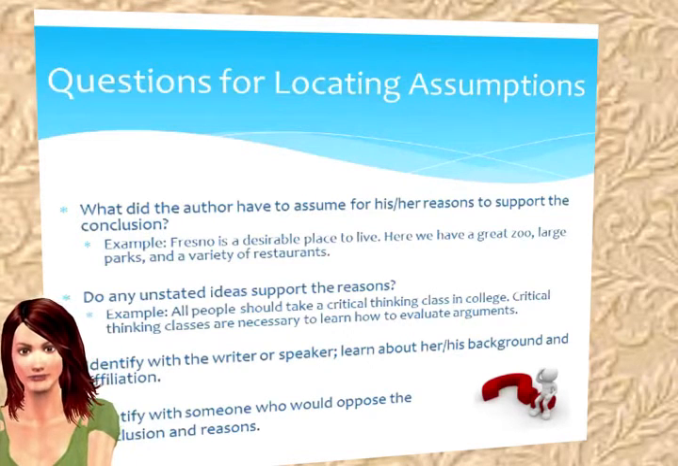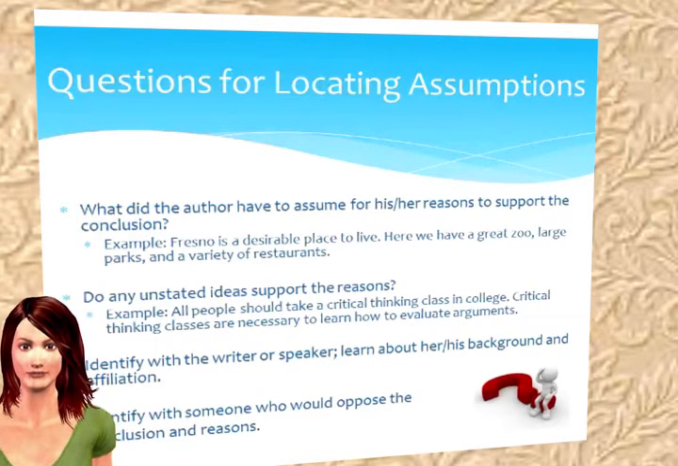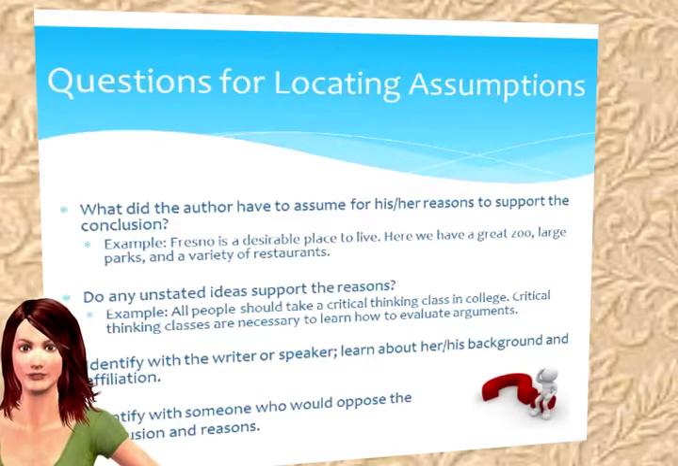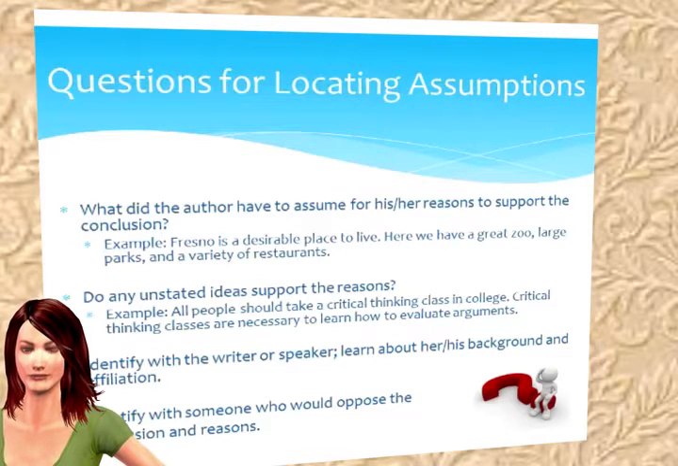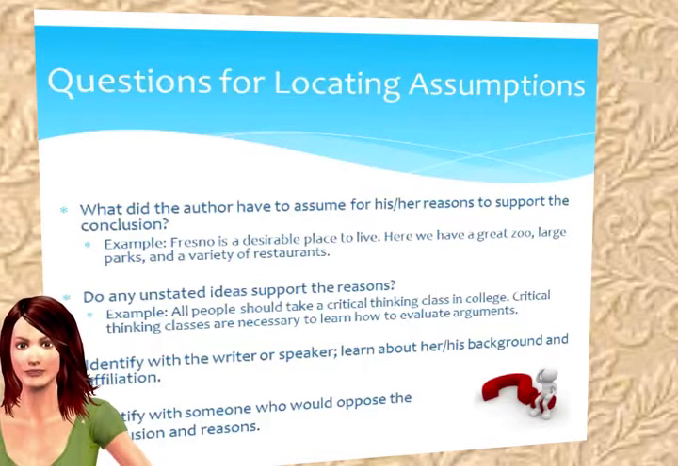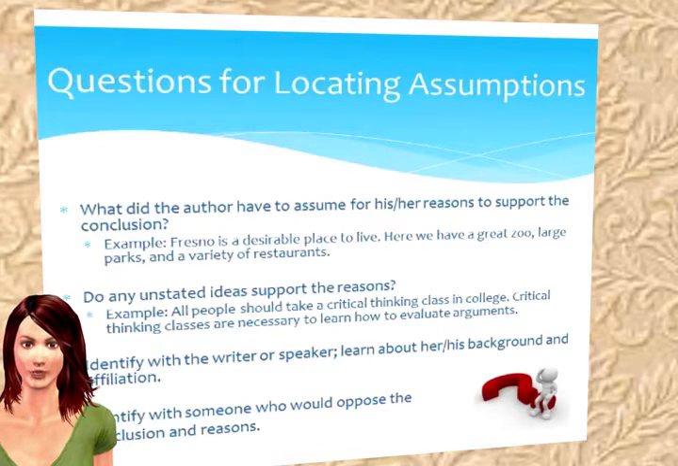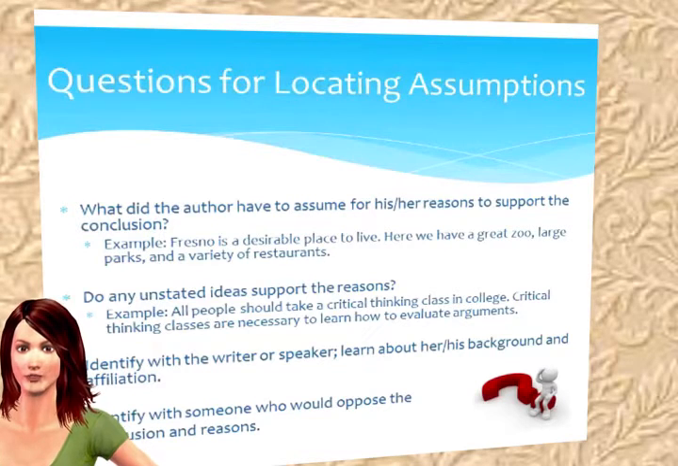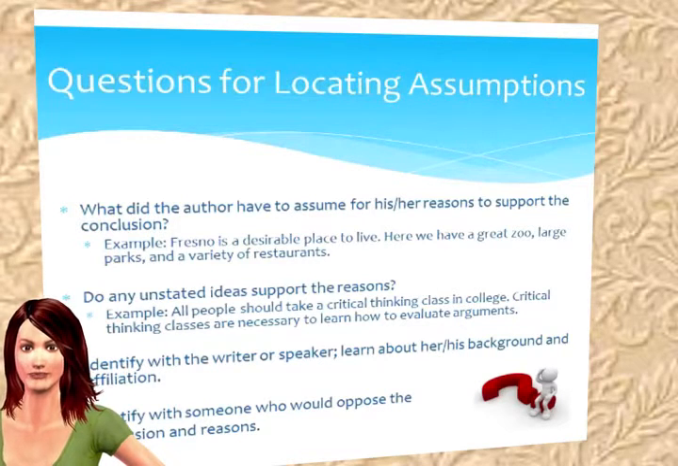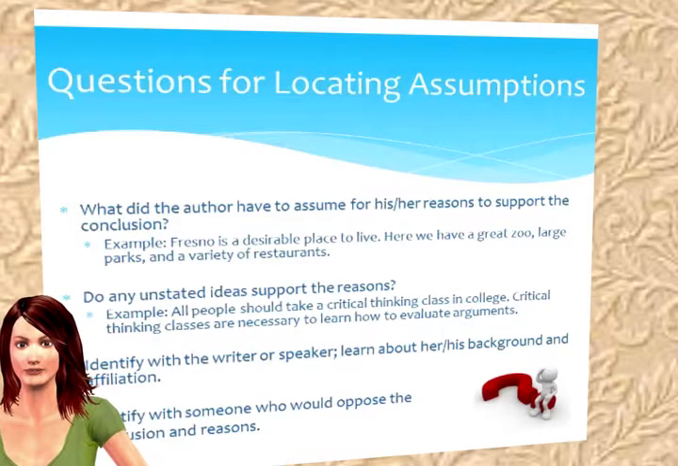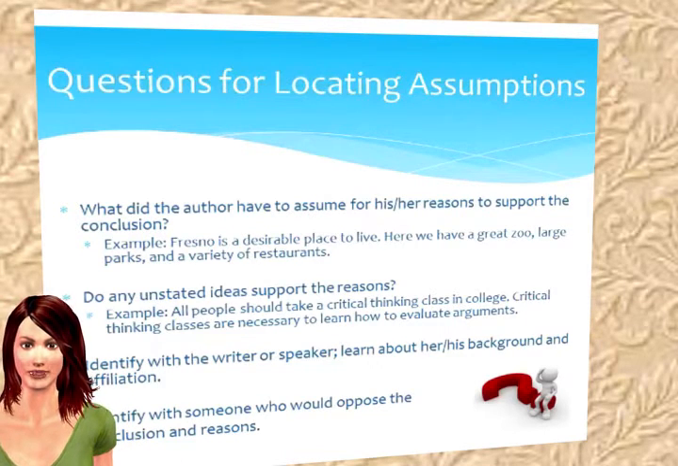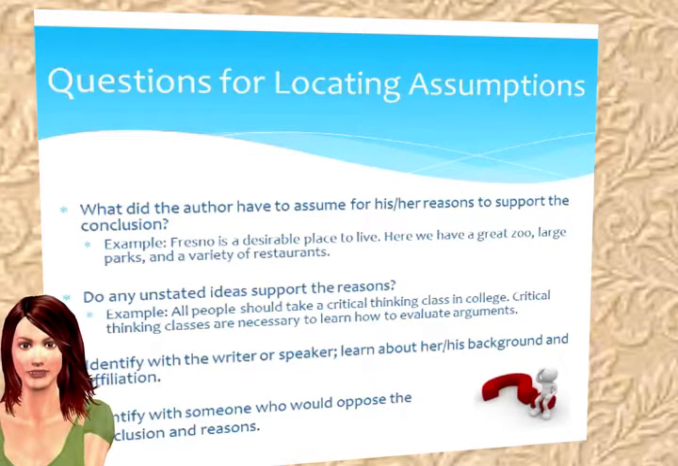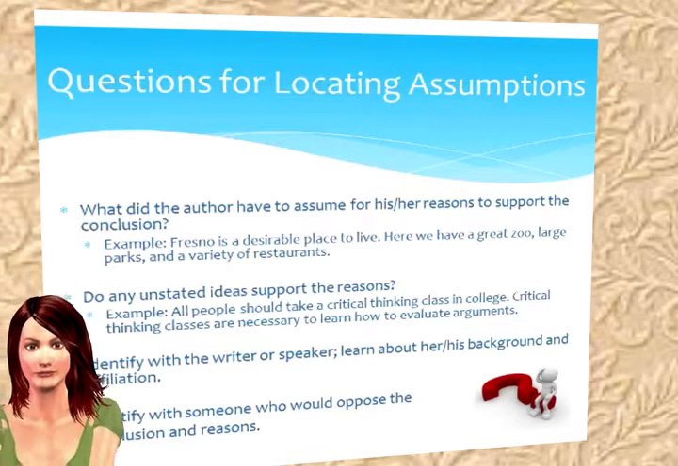Well, the unstated assumption is that people are going to deem a place as desirable to live based on having a great zoo, based on large parks, or based on having a variety of restaurants. Now, for some people, those criteria may be incredibly important for how they judge whether a place is desirable to live or not. For other people, other things might matter. The job market in a particular location or the quality of schools. So the point here is, notice that the author is really making a particular assumption about what matters for why people want to live in a particular place.